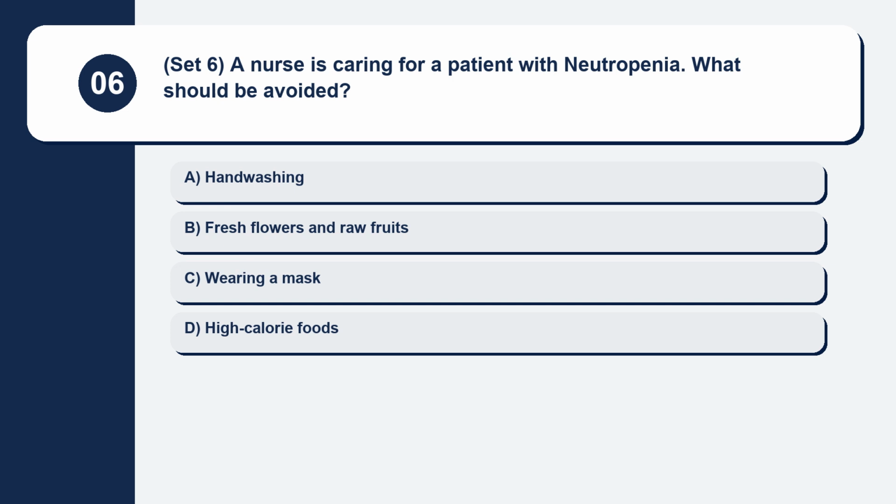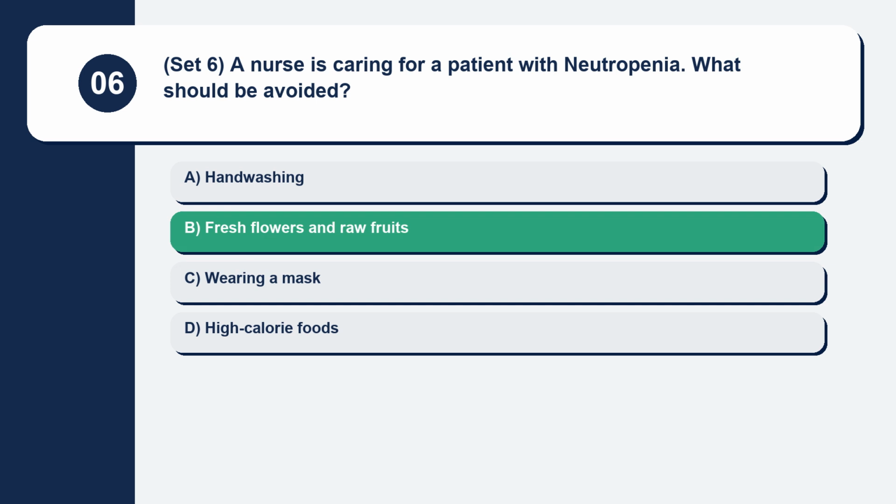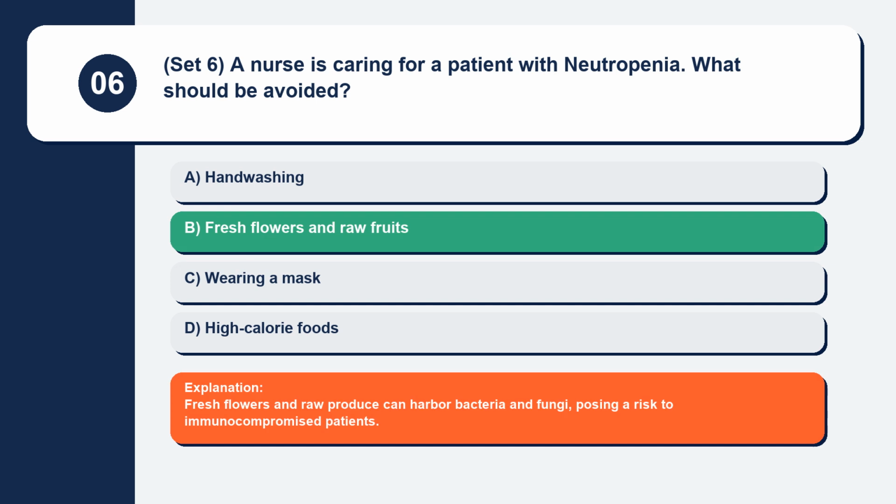Question 6, Set 6. A nurse is caring for a patient with neutropenia. What should be avoided? Hand washing, fresh flowers and raw fruits, wearing a mask, high-calorie foods. Fresh flowers and raw produce can harbor bacteria and fungi, posing a risk to immunocompromised patients.